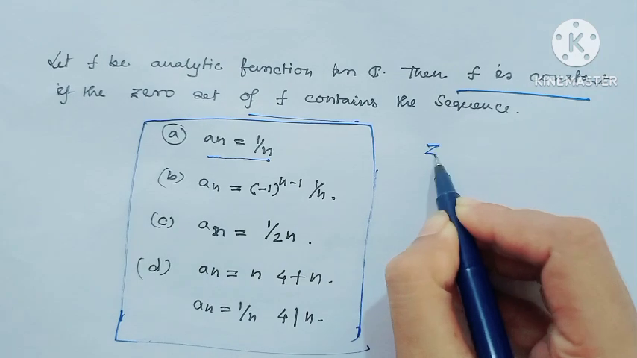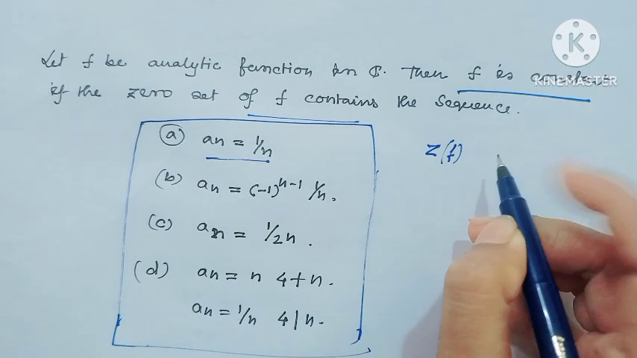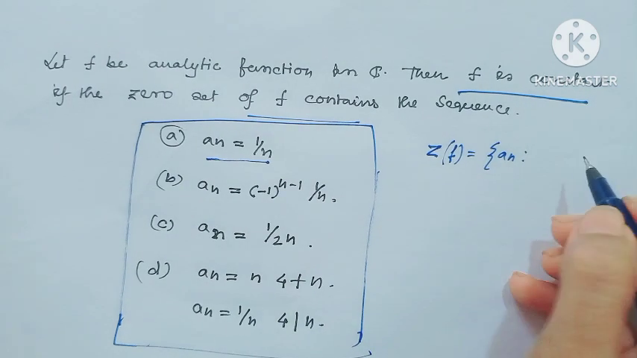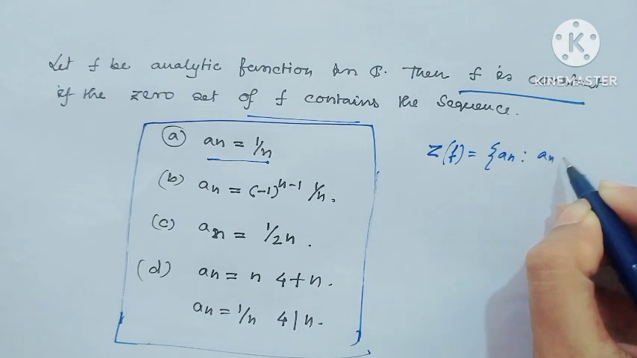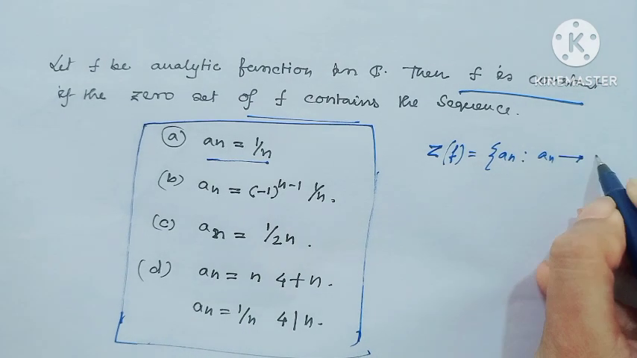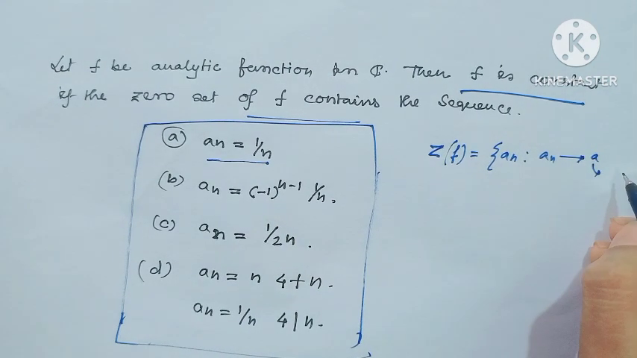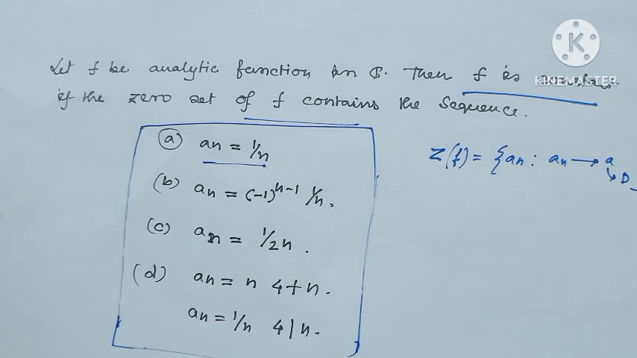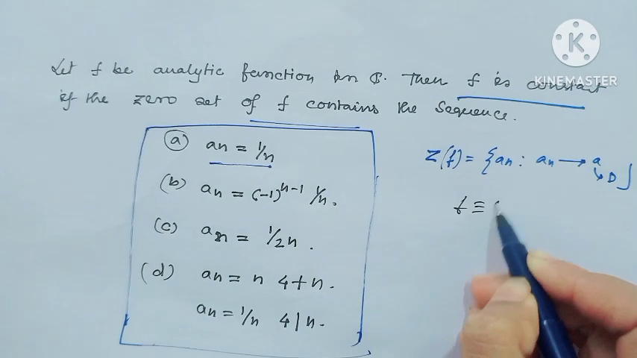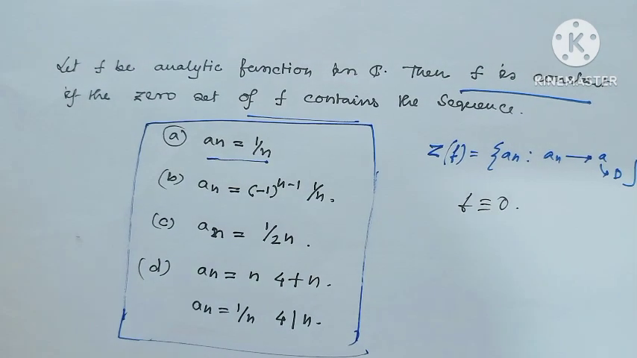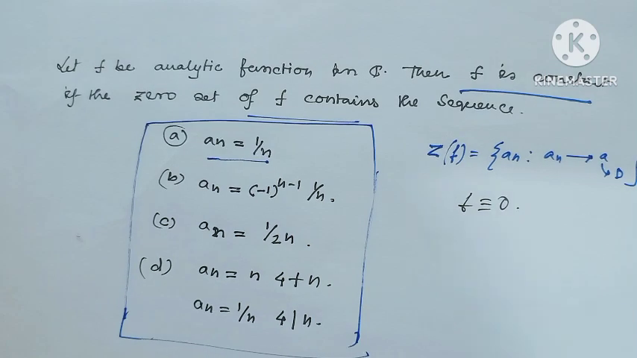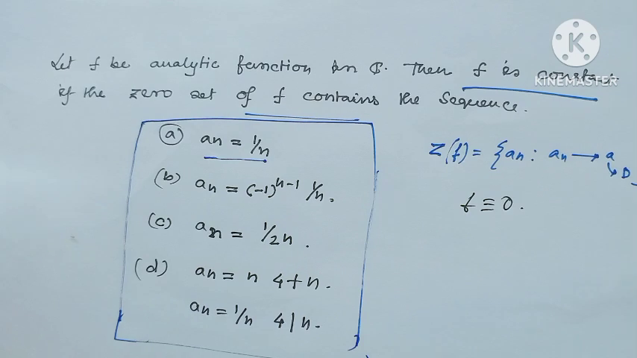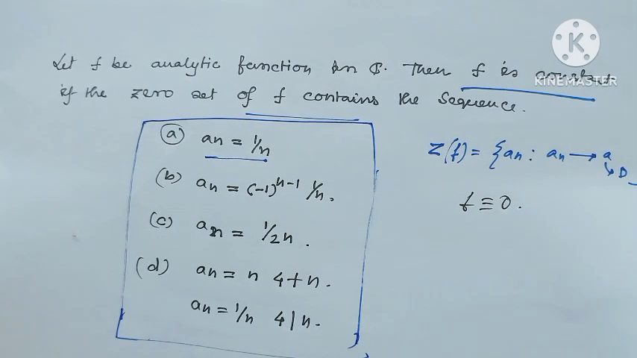Zero set means Z of f. If this contains a sequence a_n such that the sequence converges to a limit point, where the limit point belongs to the domain, then we can tell the function is identically 0. Obviously, f must be analytic, and the domain must be connected. This is the first condition. In my previous video I discussed this part briefly.